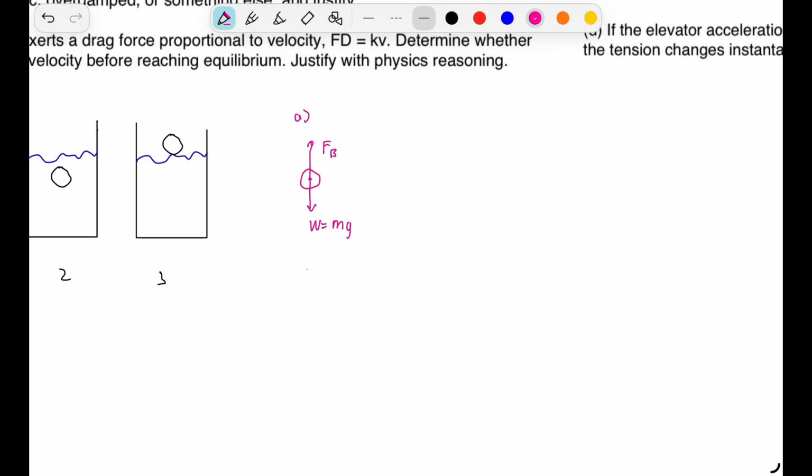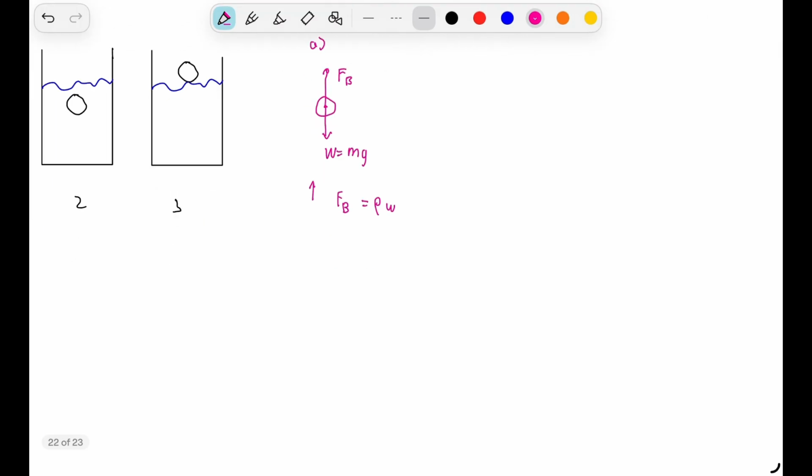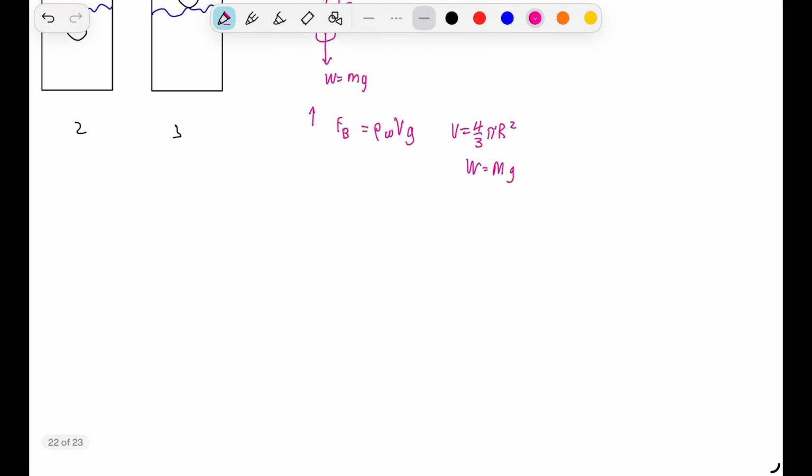For your buoyant force that's acting upwards, you have F_B is equal to the density of the water, we're going to say rho water, times V times g, and we know we have to use the volume of a sphere. The volume of the sphere is 4/3 pi times the radius cubed, and we know that weight is equal to mass times gravity.